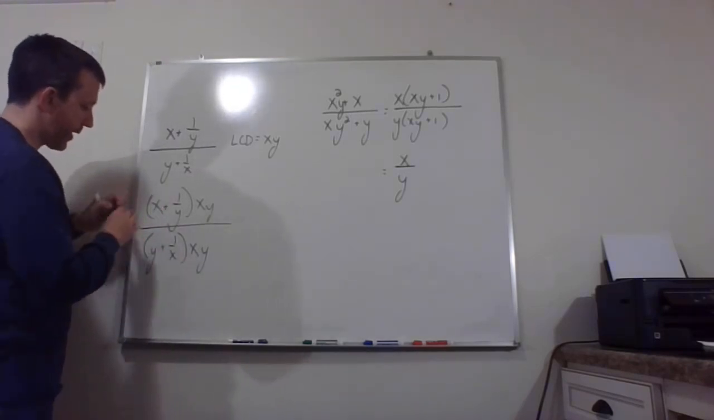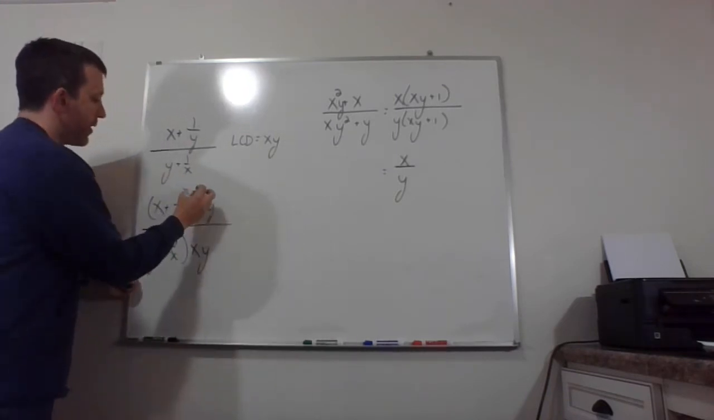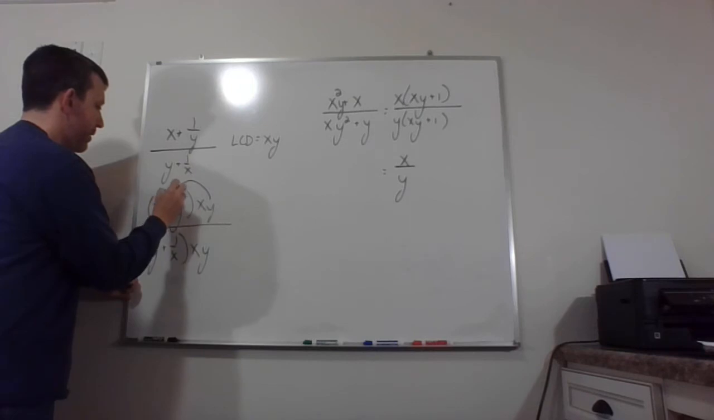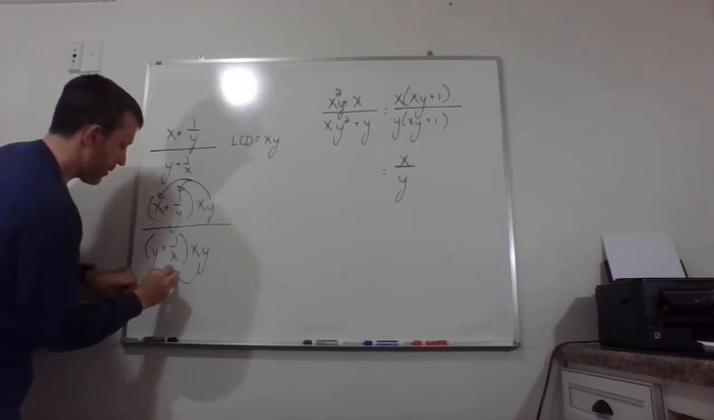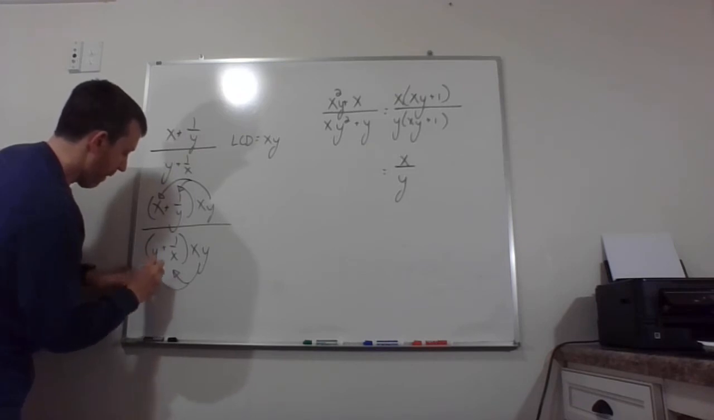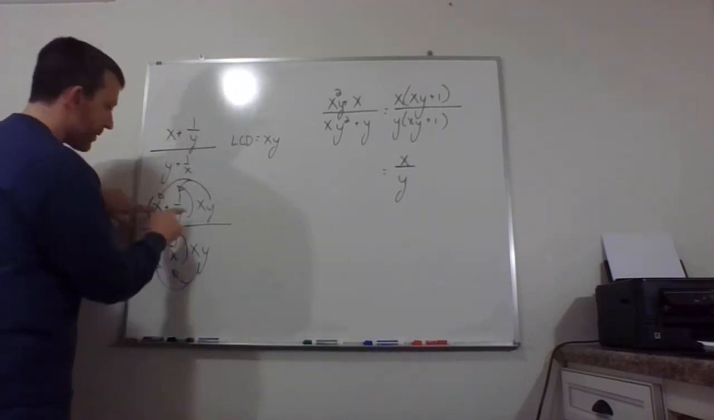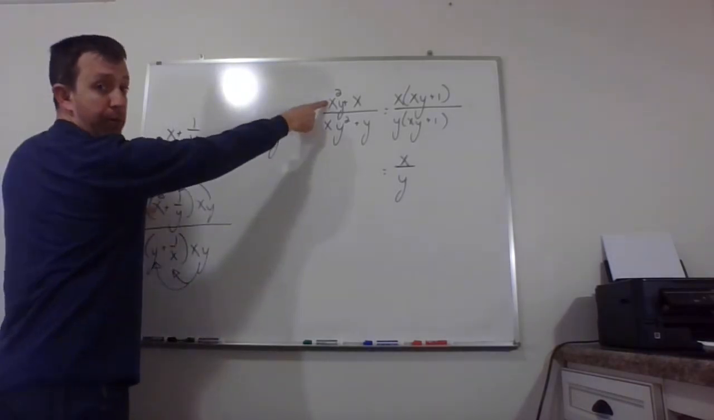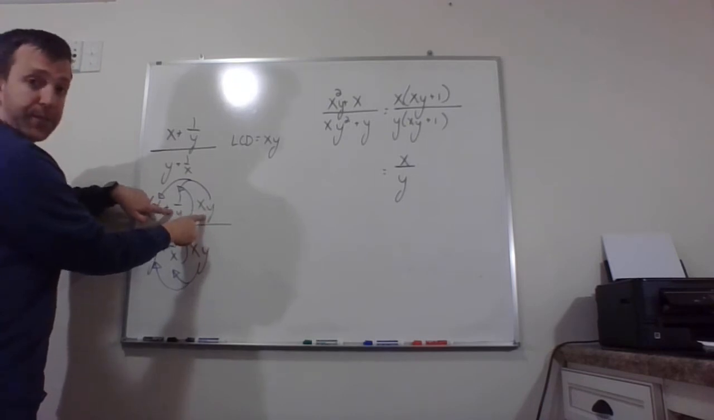Well, we'll see here in just a second. So what we're going to do is distribute the xy to the pieces inside our parentheses. When I do that, x times xy is x squared y. But notice what happens with the 1 over y times the xy.